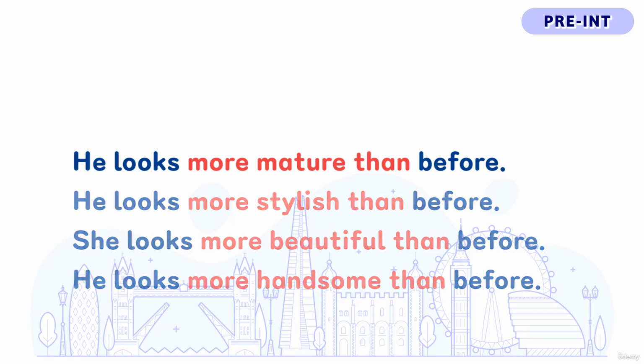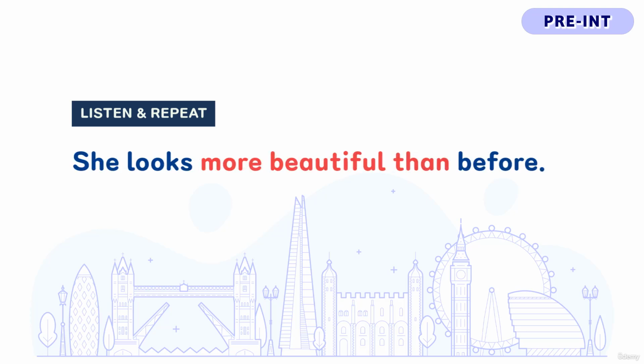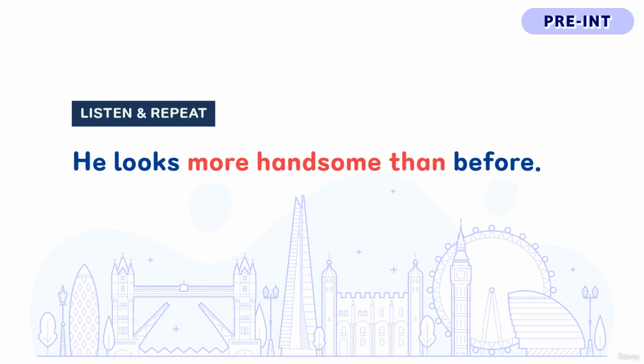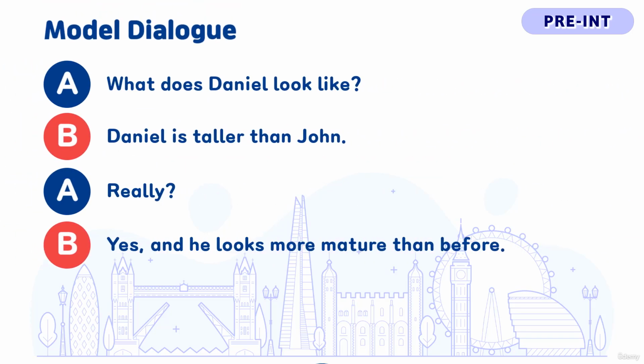Let's now do a speaking practice of these sentences. He looks more mature than before. He looks more stylish than before. She looks more beautiful than before. He looks more handsome than before. Excellent job, well done. Let's listen to the dialogue again.